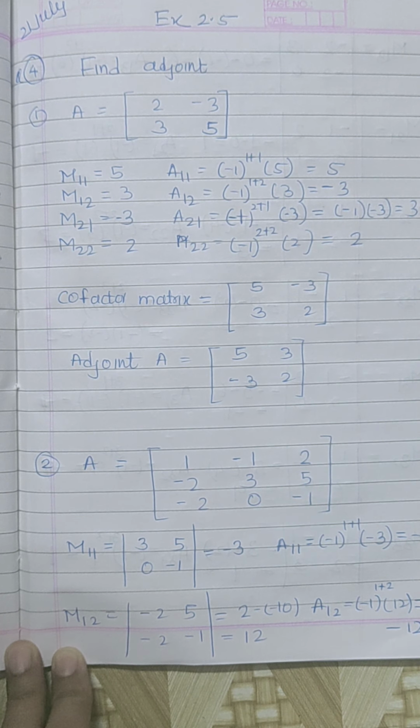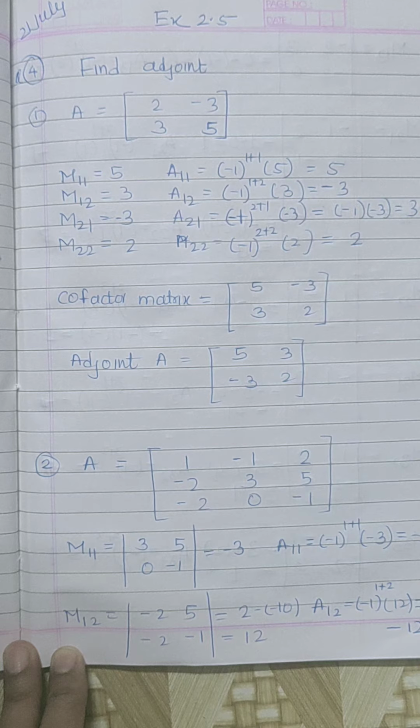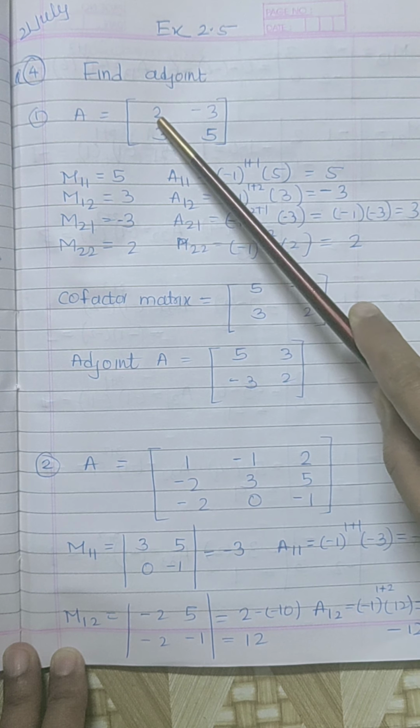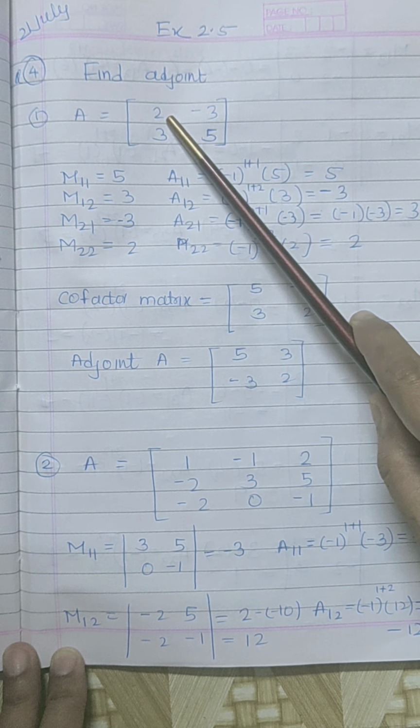Same, you have to find the cofactors and then you have to find the adjoint. In the last exercise we have seen how to find the cofactors, and when you take its transpose it becomes adjoint. So see, matrix A is given. First we will find the minor.